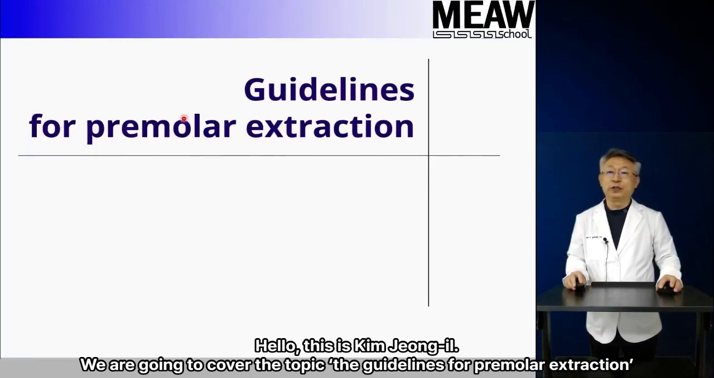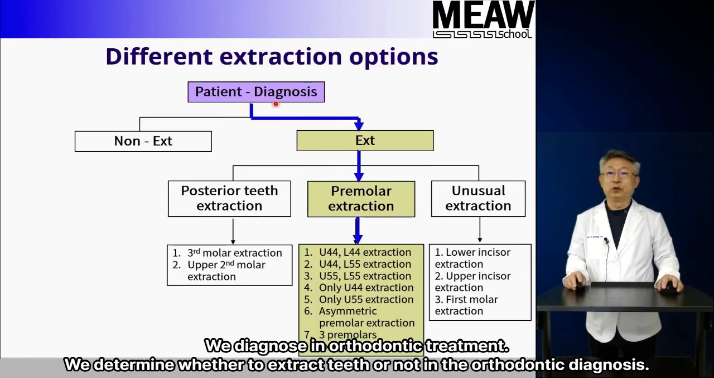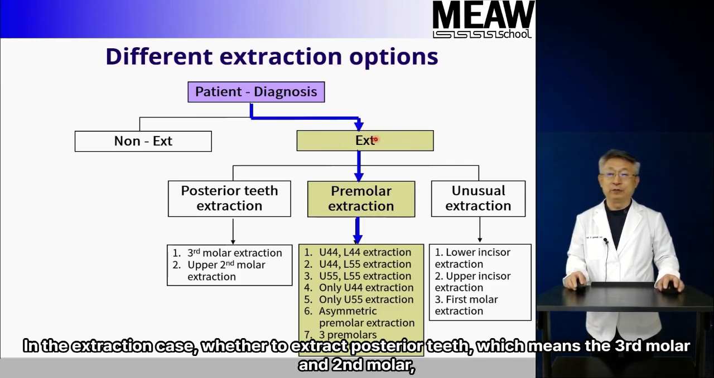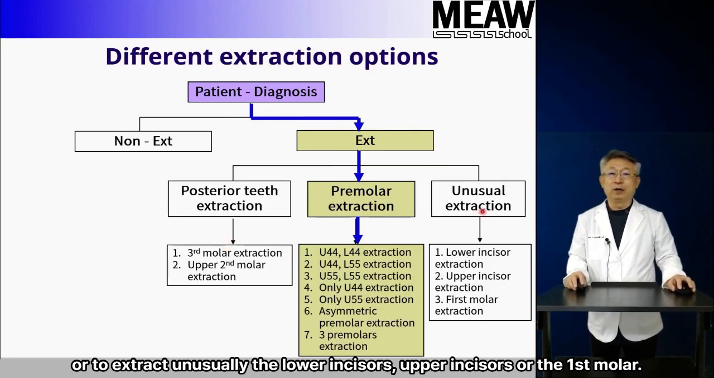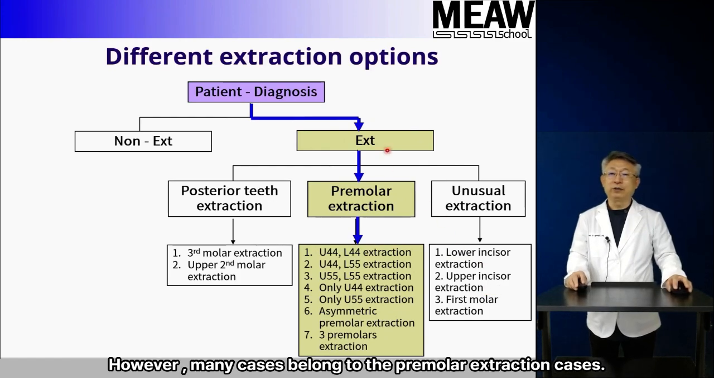We are going to cover the topic, the guidelines for premolar extraction. We diagnose in orthodontic treatment. We determine whether to extract teeth or not in the orthodontic diagnosis. In the extraction case, whether to extract posterior teeth, which means the third molar and second molar, or to extract, unusually, the lower incisors, upper incisors, or the first molar. However, many cases belong to the premolar extraction cases.